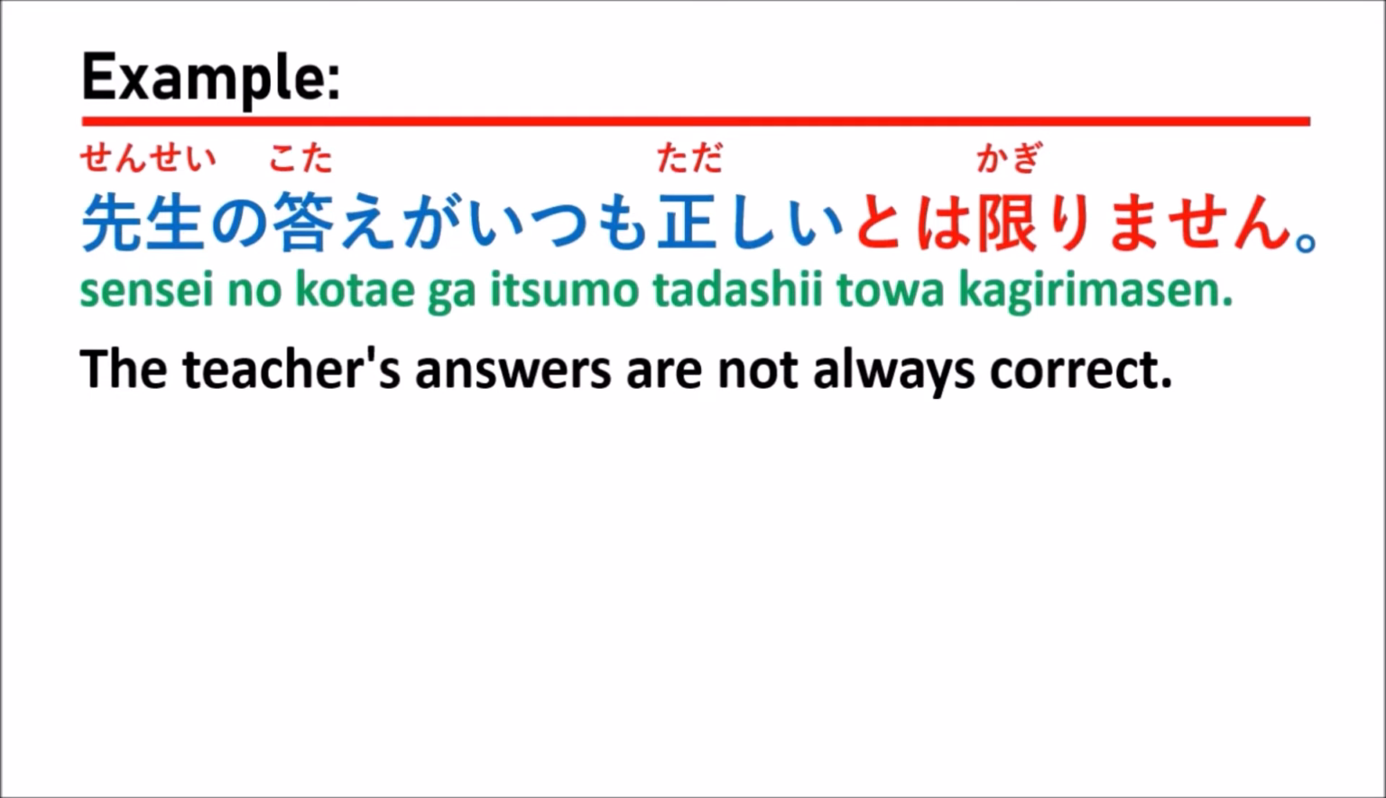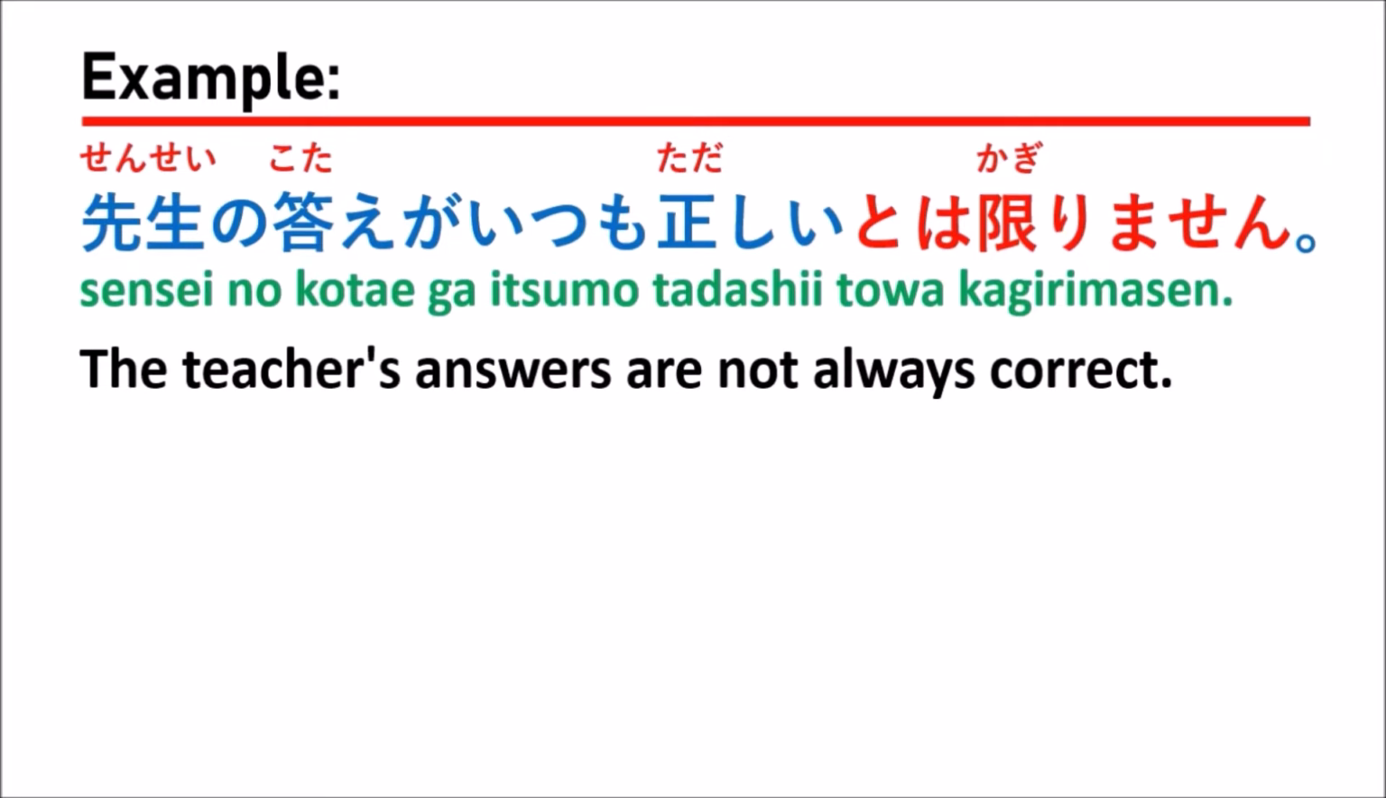Kagiranai is not so polite. Kagirimasen is more polite than kagiranai, right? So it just has the same meaning, and it's just in the negative form, the same. And in this sentence, what we have to learn about is you should focus on what comes before the towa. In here, they use the adjective, right? In here, our adjective is tadashii. It means adjective, right?